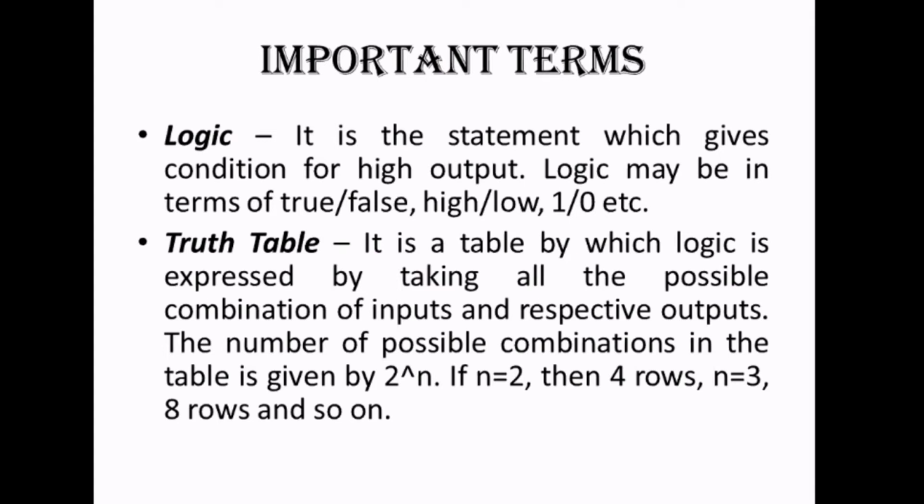Now, the next important term was truth table. So what is a truth table? A truth table is a table by which the logic is expressed by taking all the possible combinations of inputs and the respective outputs. As we have already seen in the definition of logic gates, the number of inputs to a logic gate can be many, right? So we can give any number of inputs.